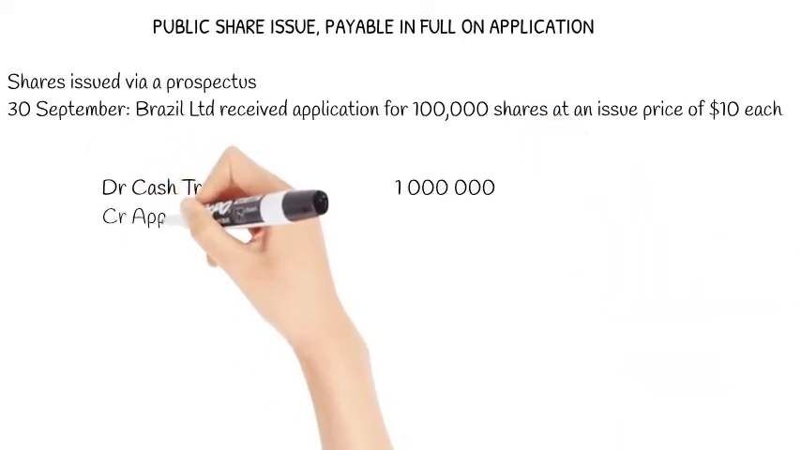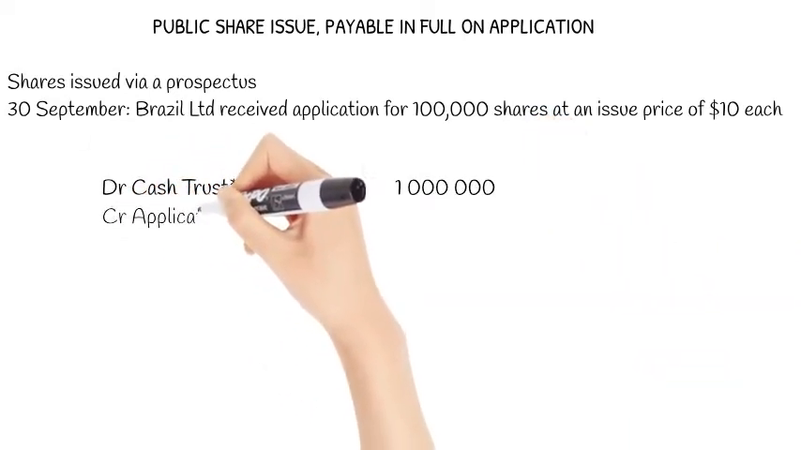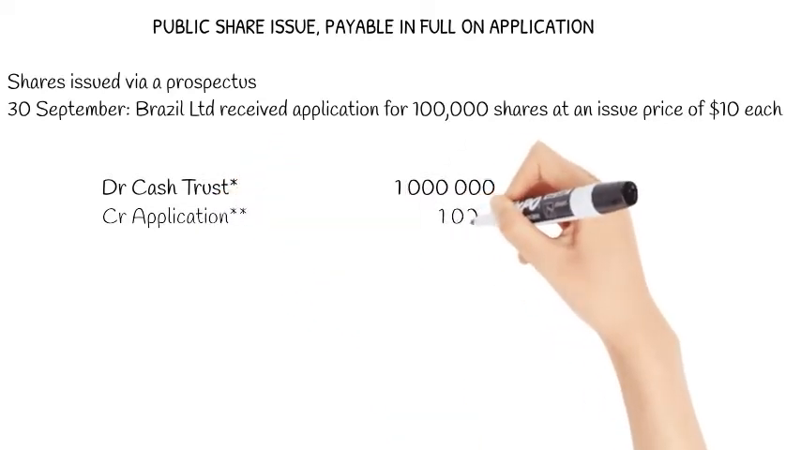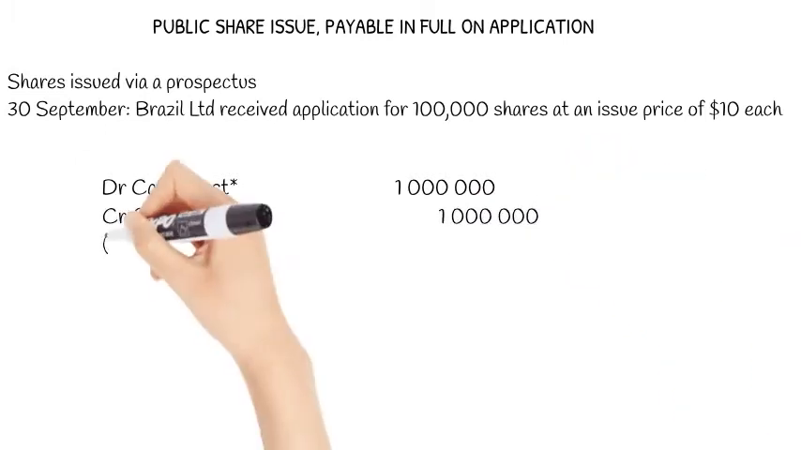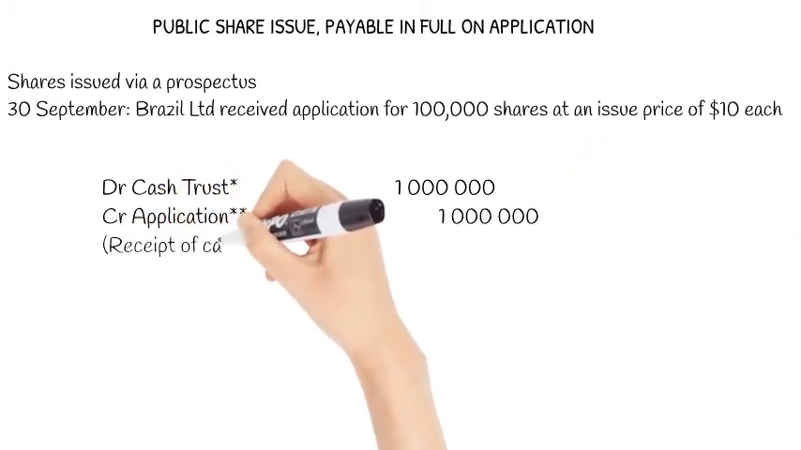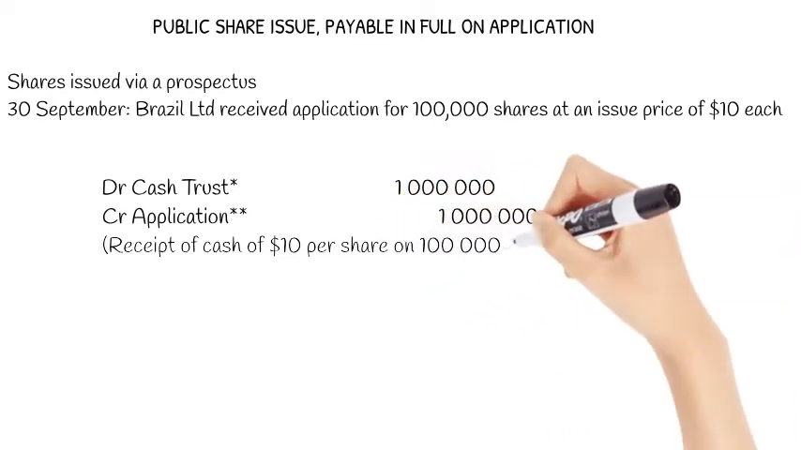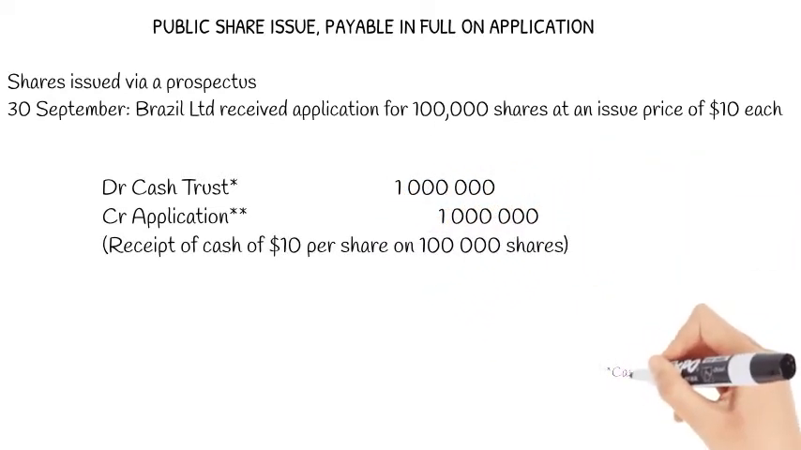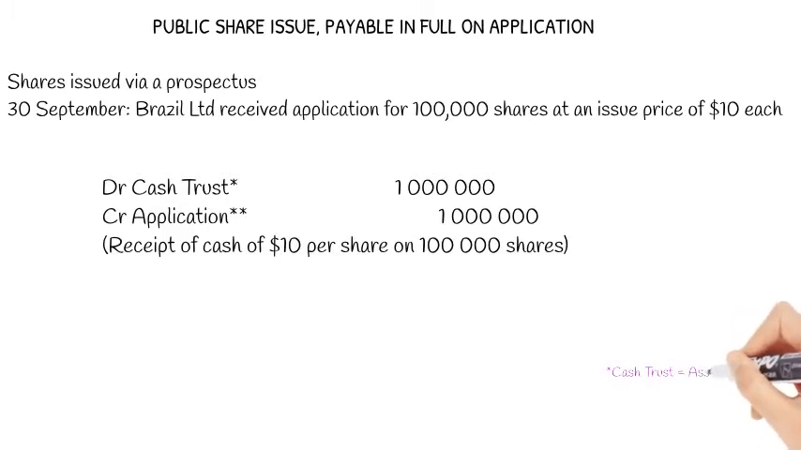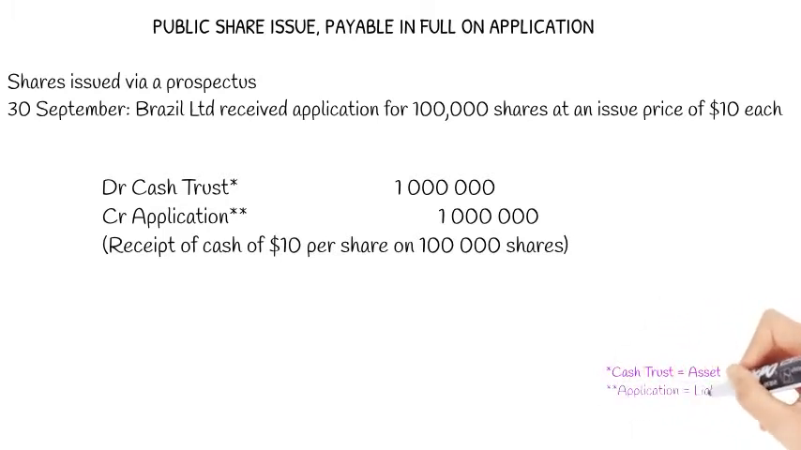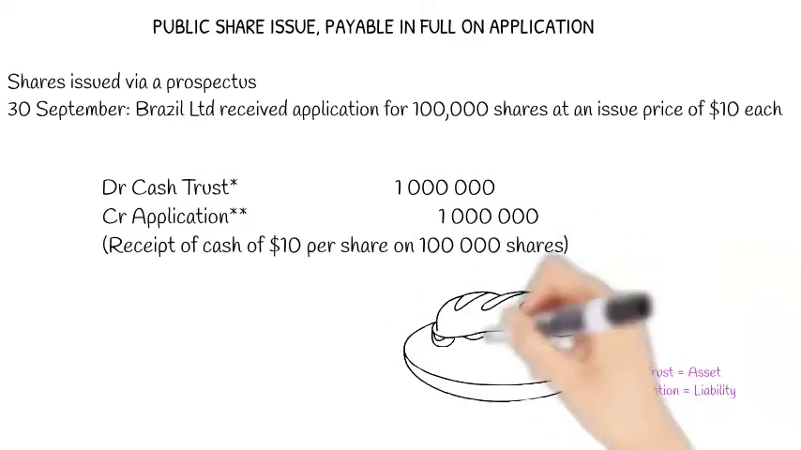Application is a liability account. Why is it a liability? Because we have received the money, however, we haven't issued shares to the investor yet. Therefore, we do have the present obligation to perform the service, in this case, to issue shares. So remember, cash trust account is a new account for us to consider, as well as the application account. Cash trust is similar to an asset account. Application is a liability account.